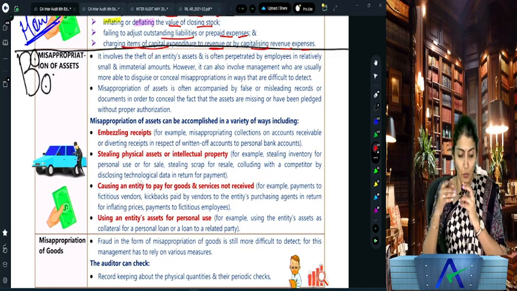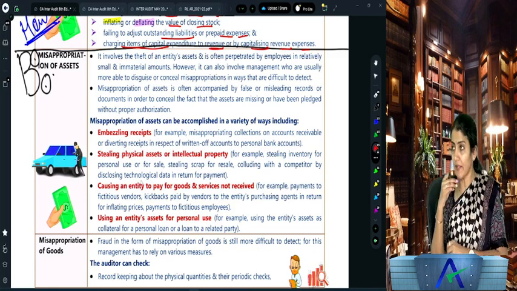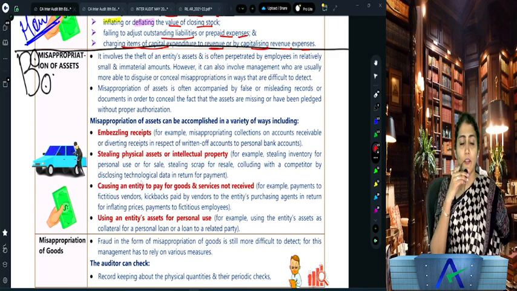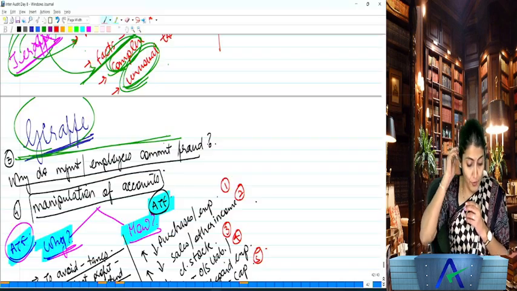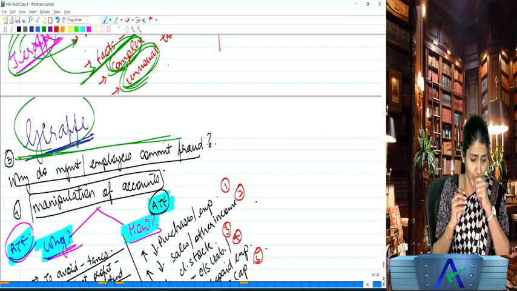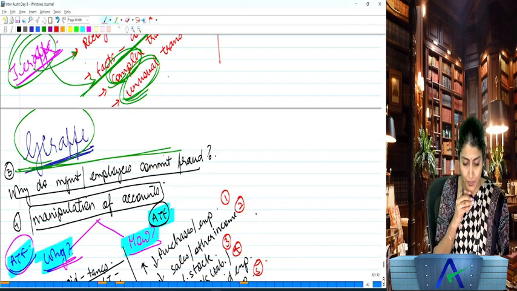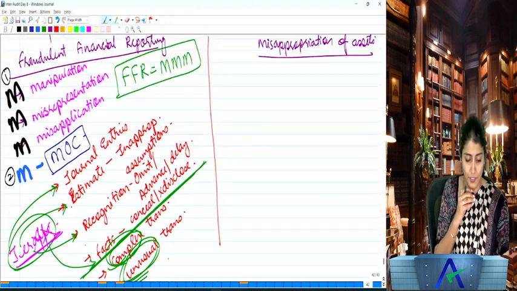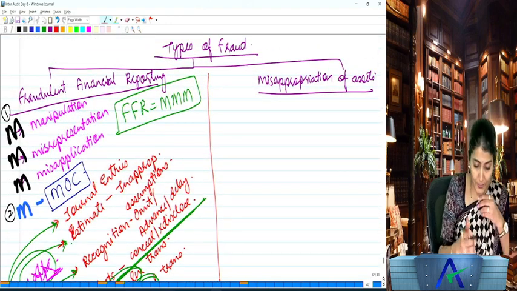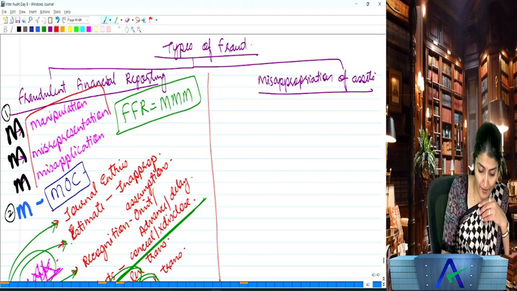Right. So, what are we discussing? We are discussing the two types of fraud. What are the two types of fraud? Fraudulent financial reporting and the misappropriation of the assets, right? What did we study for fraudulent financial reporting? How would a company do the fraudulent financial reporting?